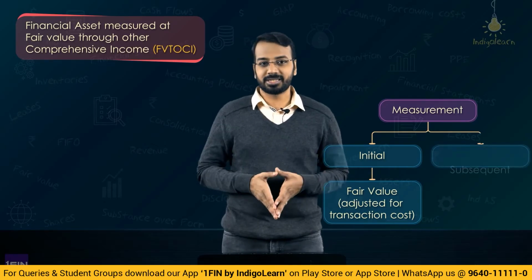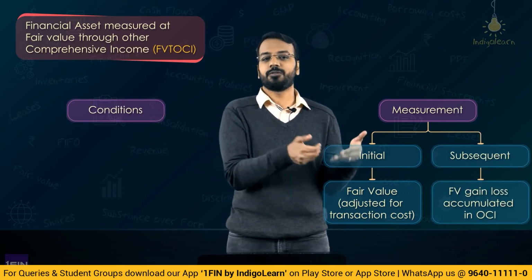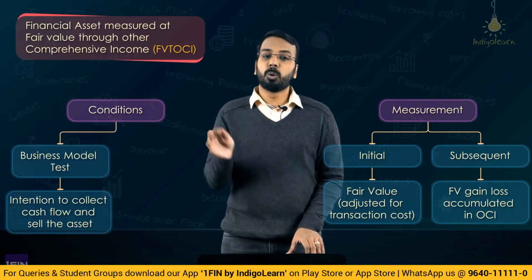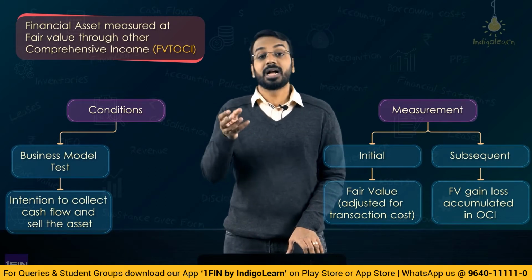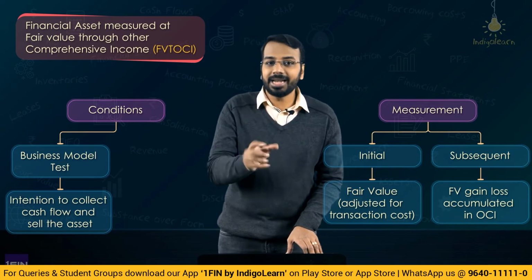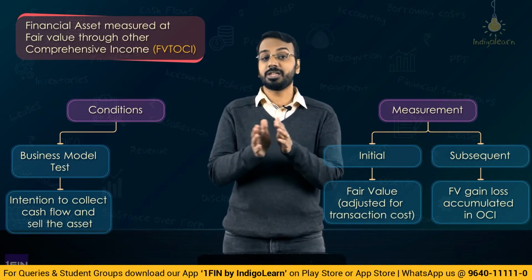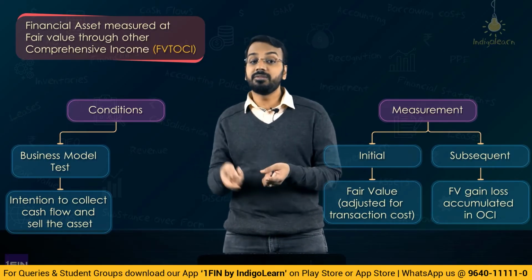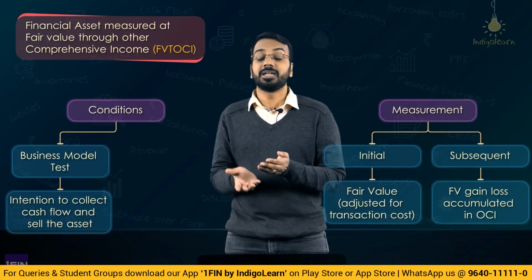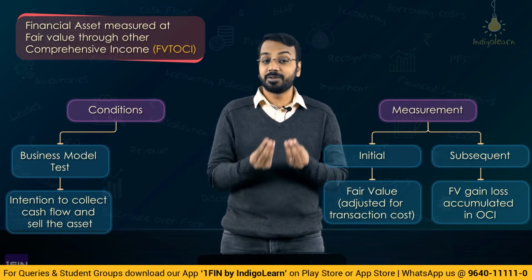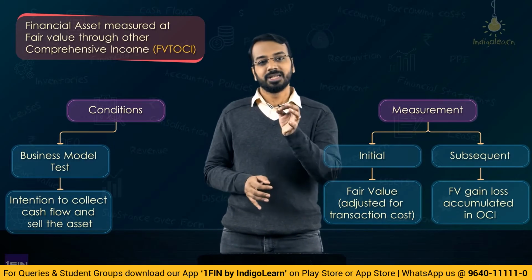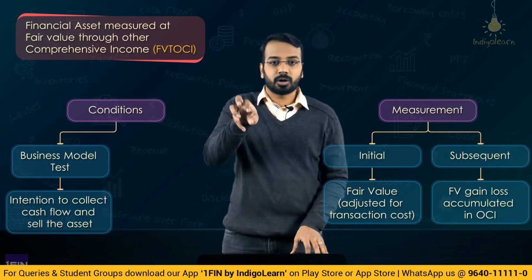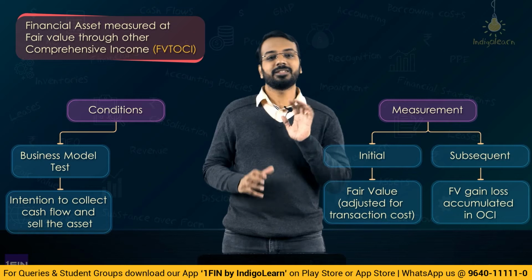Now what are the conditions for this? Here the conditions are pretty much similar to the first one, but there is an additional condition. What is the additional condition? The business model should be to hold the financial assets with an objective of collecting contractual cash flows and selling the financial assets. So the business model's objective is what? To collect the contractual cash flows, means we will enjoy the interest, we will enjoy the principal. But whenever there is an opportunity, whenever we see some kind of gain, then at that point of time, these financial assets would be sold off. So the objective is not only to collect contractual cash flows, but also to sell financial assets.